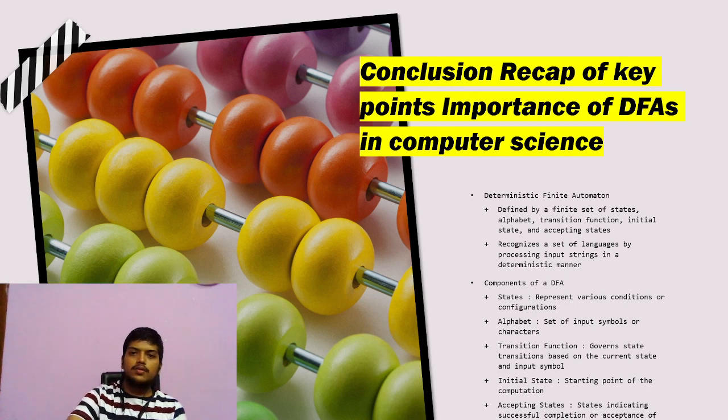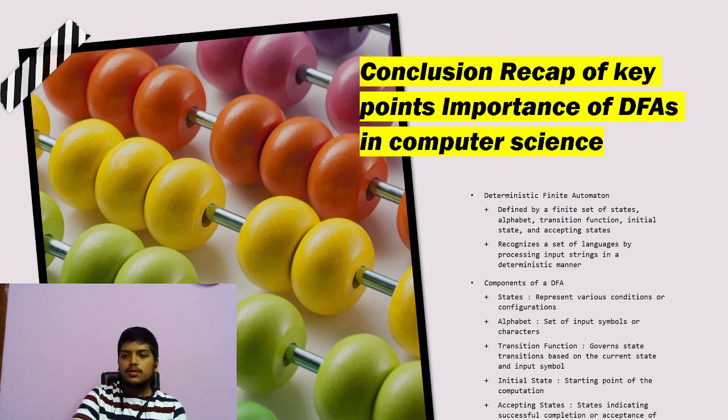Conclusion: a recap of the key points and the importance of DFAs in computer science. A DFA defines a set of states, alphabet, transition function, initial state, and accepting states, and recognizes a set of language processing inputs and strings in a deterministic manner. Components of a DFA: states, alphabet, transition function, initial state, accepting states. States represent various conditions or configurations.